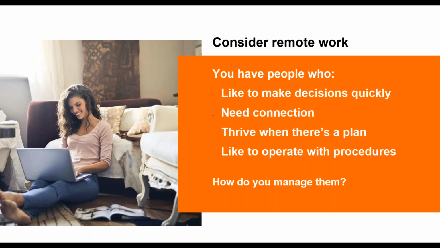As we are starting to work more remotely these days, it's important to consider when you have people that like to make decisions quickly, for example, like a high D, or that need connection, like a high I, or thrive when there's a plan, like a high S, or like to operate with procedures like a high C. How do you manage all of those personality types, all of those style types, the communication differences?